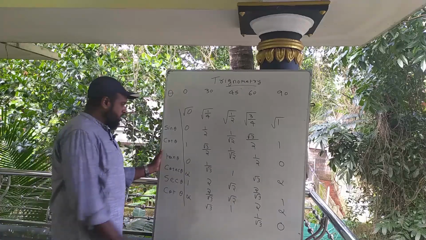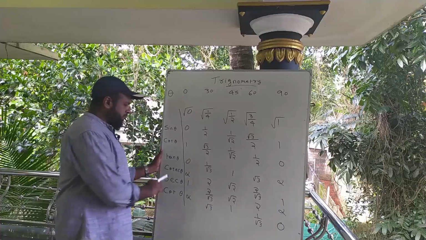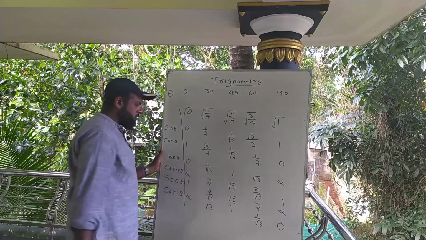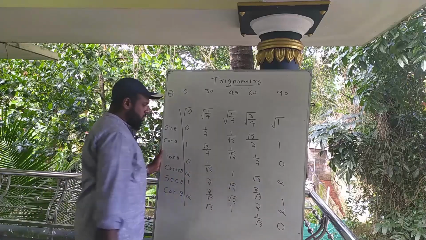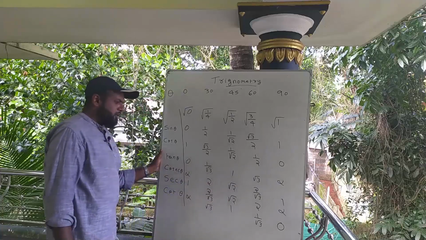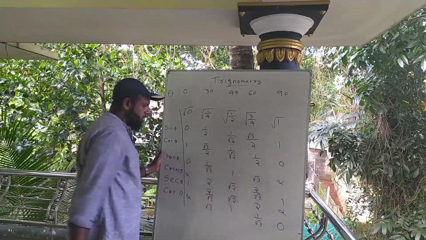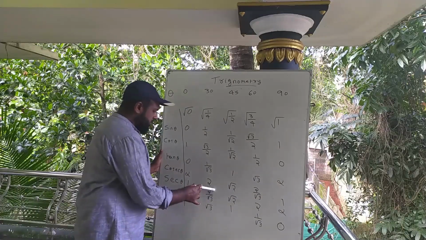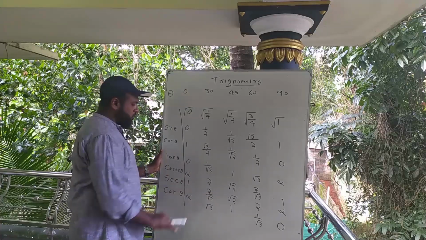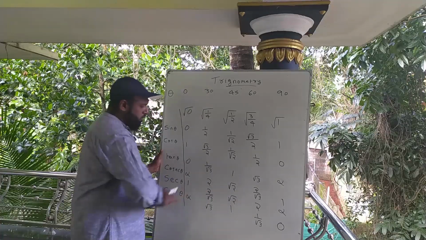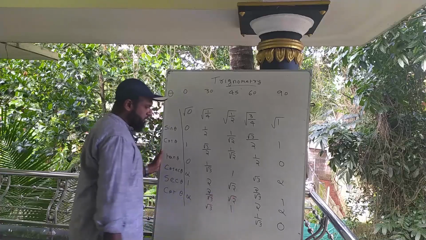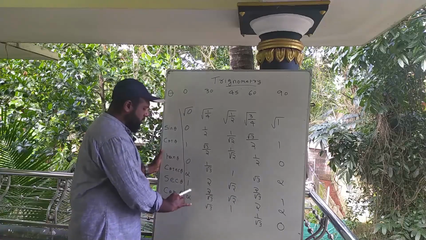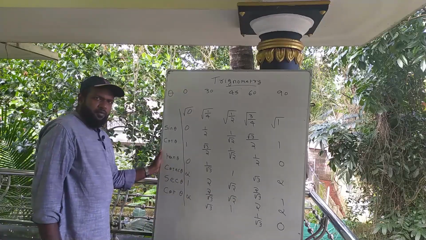What is cosec? Cosec 0 equal to infinity, cosec 30 equal to 2, cosec 45 equal to root 2, cosec 60 equal to 2 by root 3 and cosec 90 equal to 1. And sec 0 equal to 1, sec 30 equal to 2 by root 3, sec 45 equal to root 2, sec 60 equal to 2 and sec 90 equal to root 3. Next, cot 0 equal to, I will explain once more.